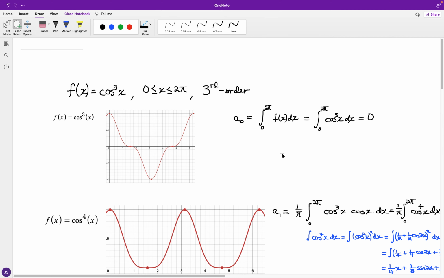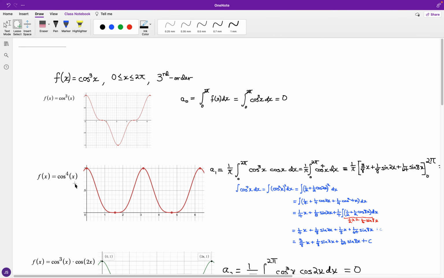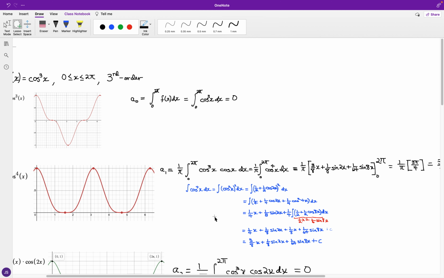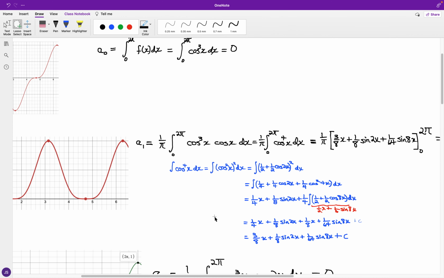Now as we cross over to the determination of a sub 1, you're looking at the cube of the cosine of x times the cosine of x, which would be the fourth order of the cosine of x, and the graph of the fourth order of cosine of x is going to be above the x-axis throughout, and so we're going to have a positive value as opposed to one that is negligible.